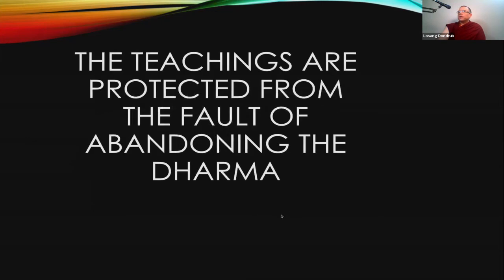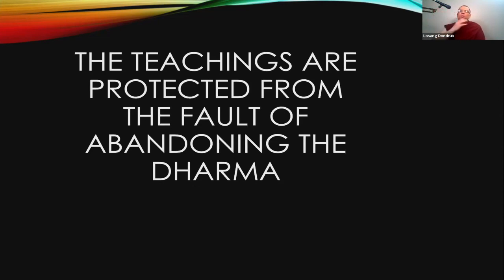The threefold path. Yeah. So then the threefold path is just another division of understanding the material from the perspective of the scopes, those divisions of for whom are they given? Are they given to this kind of practitioner, that kind of practitioner? And then the teachings are protected from the fault of abandoning the Dharma.